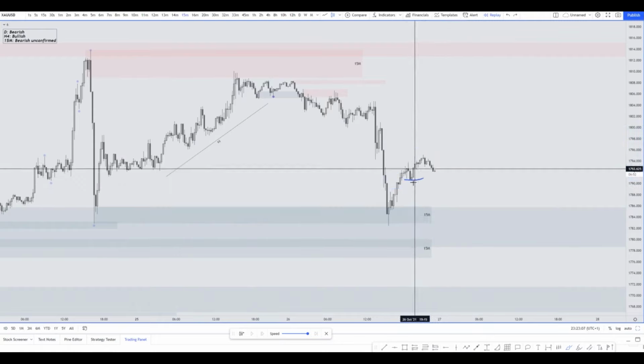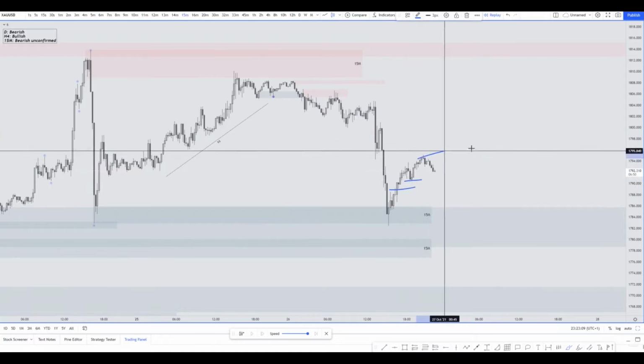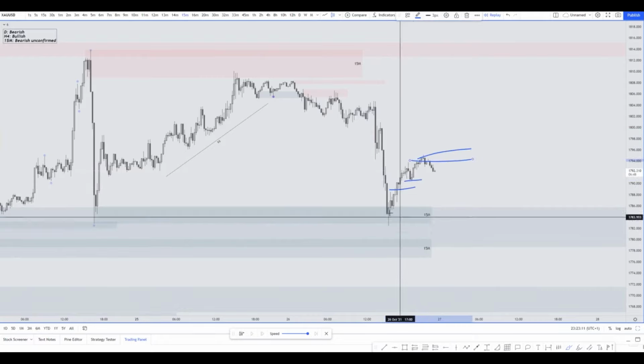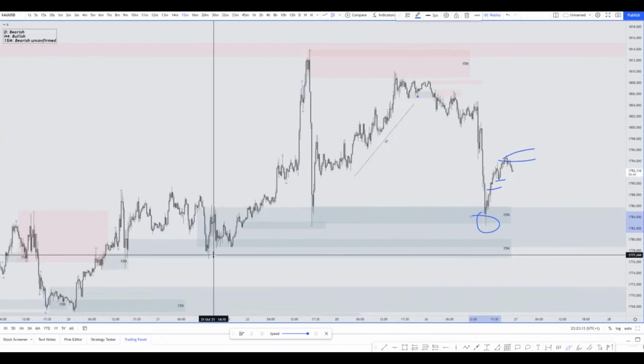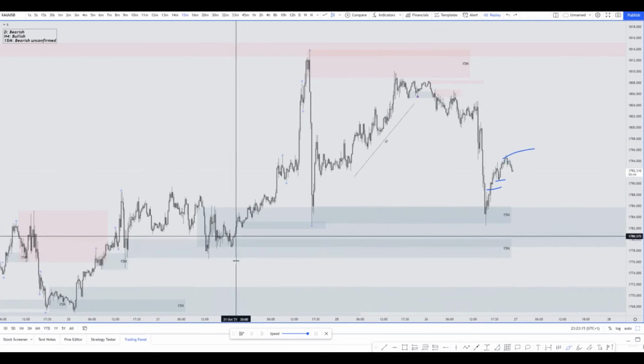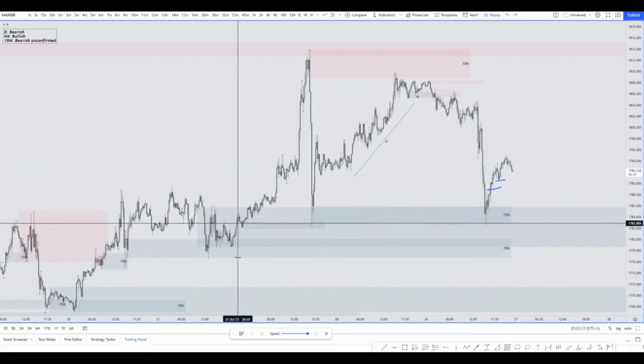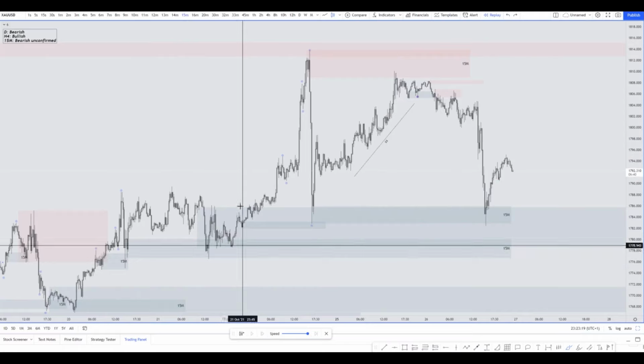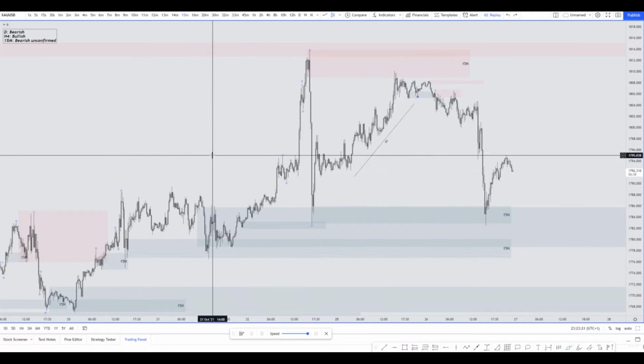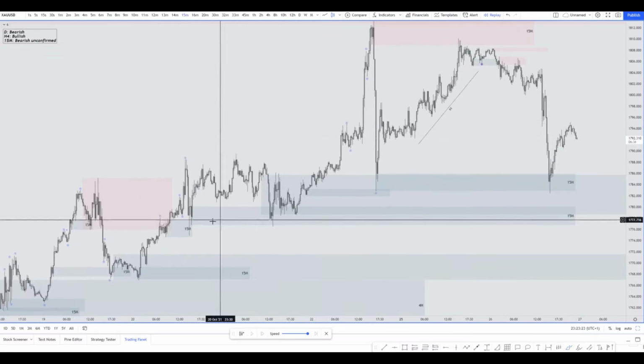If demands start failing and supply takes control, then the first place we'll short is here, and we can target this liquidity. So that's kind of the concept of liquidity without beating it over the head too much.